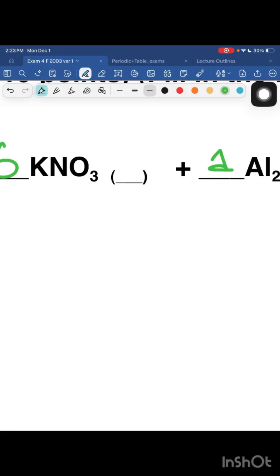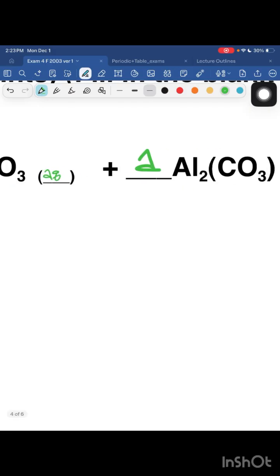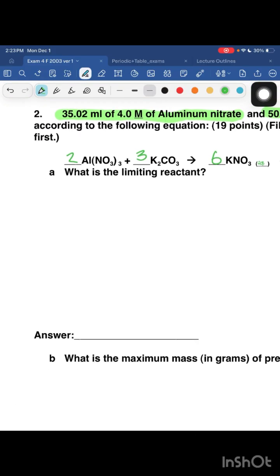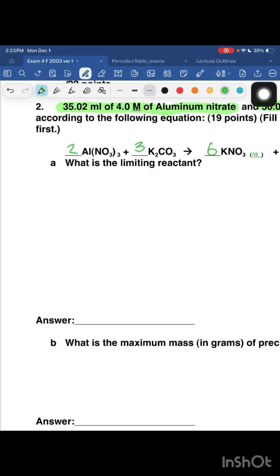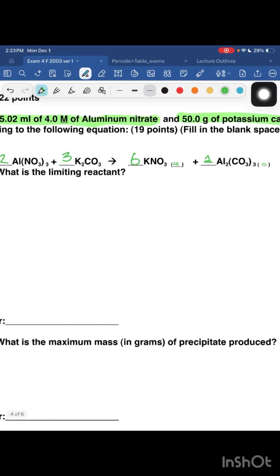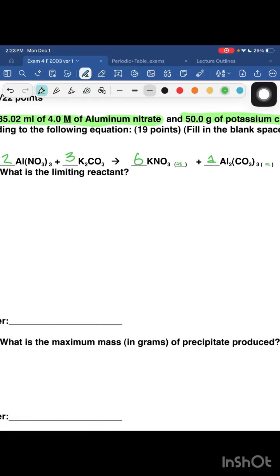Okay, KNO3, she's aqueous. Aluminum carbonate, she's solid because there's no exception for her in the solubility rules. We need to figure out the limiting reactant. So we're going to take our amounts of each of our little items. So we've got those milliliters of aluminum nitrate, and we've got the grams of potassium carbonate. And we're going to convert them into moles of one of our products and see which one gives us more. Whichever one gives us less, that's our limiting reactant.